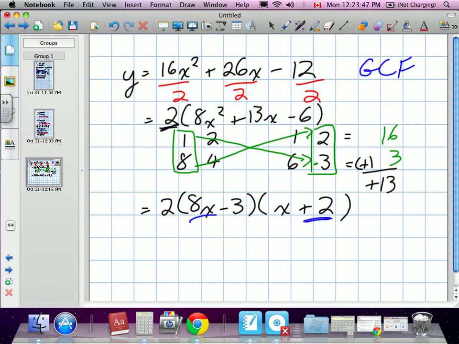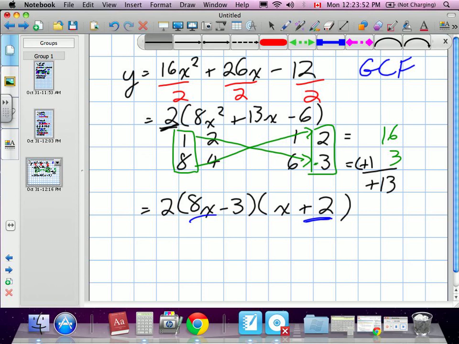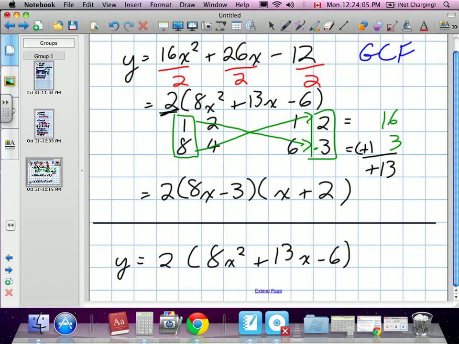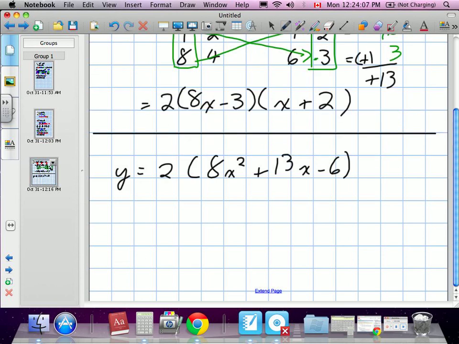Okay? Quickly underneath, I'm going to show you through decomposition the exact same question. Let's assume we've already taken out our common factor of 2, and we have 8x squared plus 13x minus 6. Now remember, we need two terms that are going to add to 13, and they're going to multiply to 8 times negative 6, which is, anyone? Negative 48.